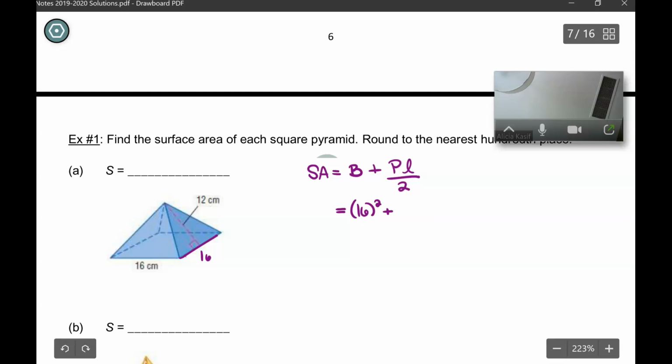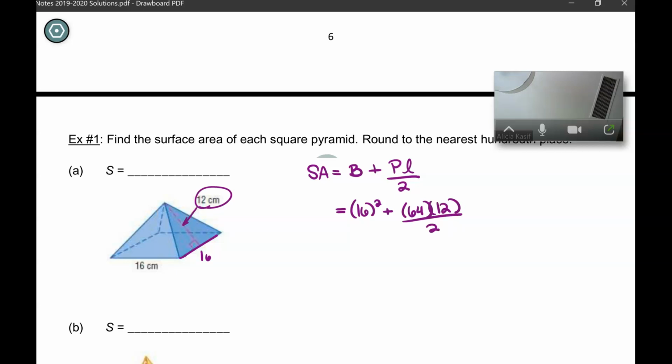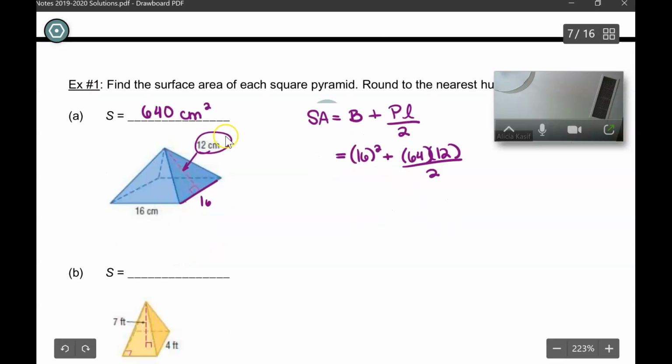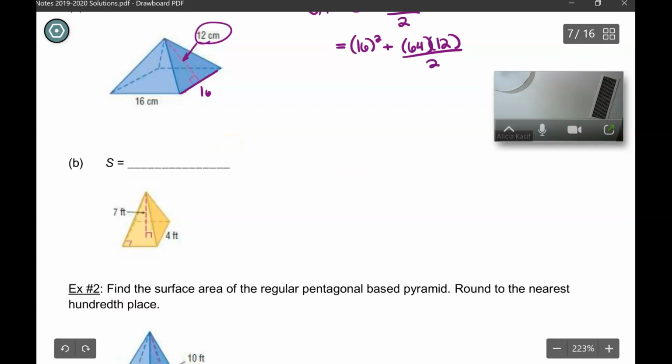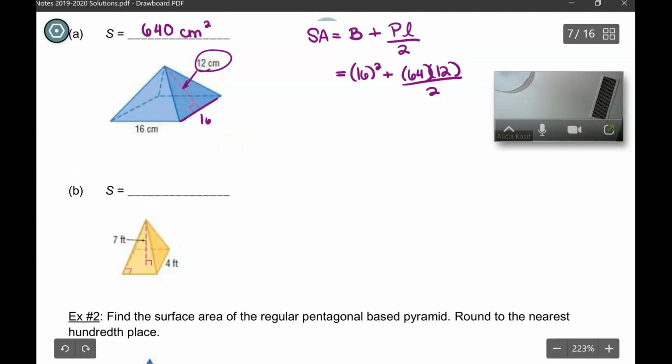The perimeter of the base, again it's a square, and if you have 4 sides, 16 times 4 is 64. The slant height is actually shown to us here, so that's going to be 12, and then we're going to divide by 2. So go ahead and type that all into your calculator. And I get 640, so 640 square centimeters. Okay, another one with a square base. If you want to pause it and see if you get the same answer as me, go ahead and do so.